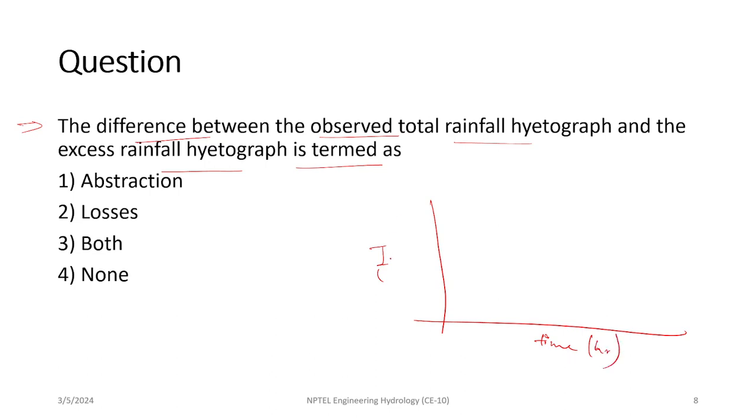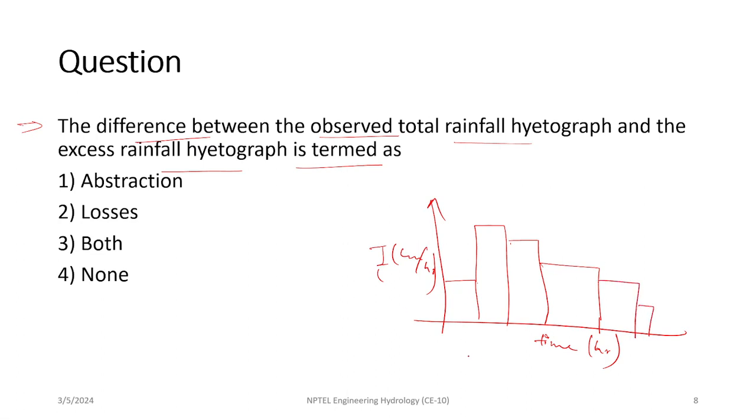What is a rainfall hydrograph? The rainfall intensity versus time. Exactly. So it will be plotted as a bar chart, a column kind of graph, which we can acquire after plotting this intensity versus time graph.